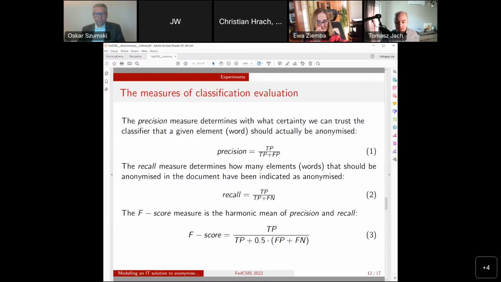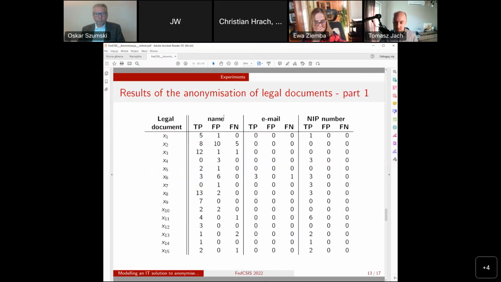And the F-score, as usual, tends to balance those 2 metrics together to provide a single consistent number. For the results of the anonymization documents, this is just part 1, part 2 over here. Some information was given for the name. For instance, in each of the documents, there were names that were anonymized properly. That's why the true positives numbers are quite high over here.